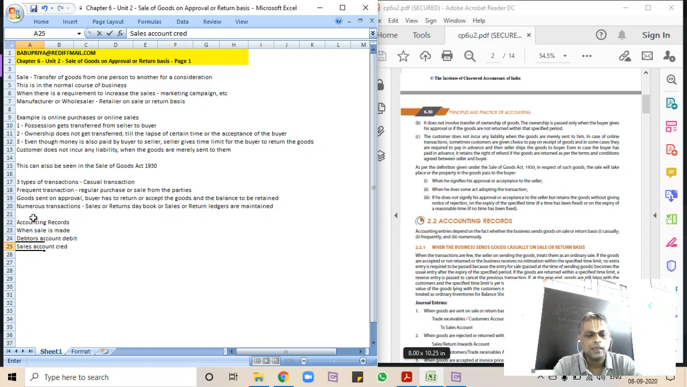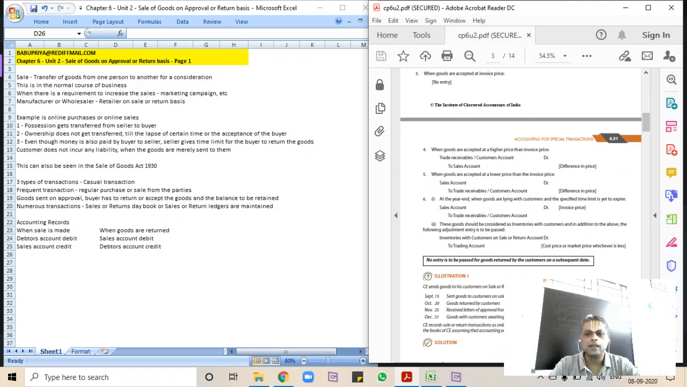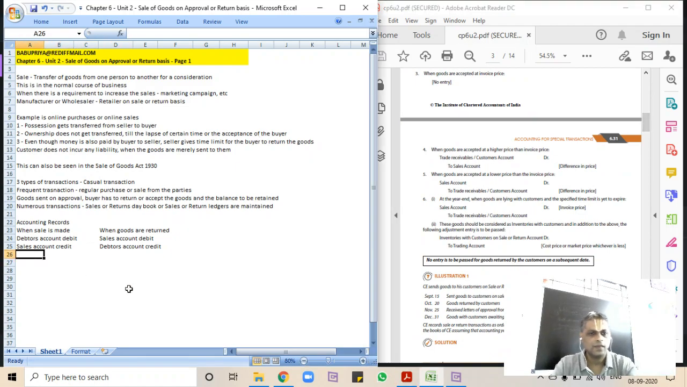Sales account credit. And when the goods are returned or rejected, then obviously there is a reversal entry: sales account debit and debtors account credit. This is more important: the transaction should be recorded at invoice price.